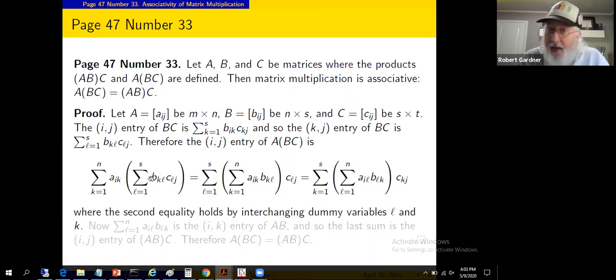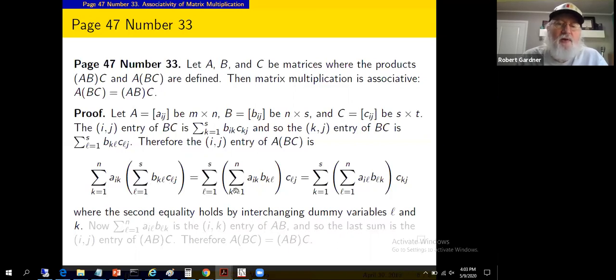Add them up. I need a dummy variable. We'll take it to be K, as we did in the definition. Sum these, I can use the distribution property. They're just real numbers. This is a sum of a sub k's on another sum. So I can use distribution.